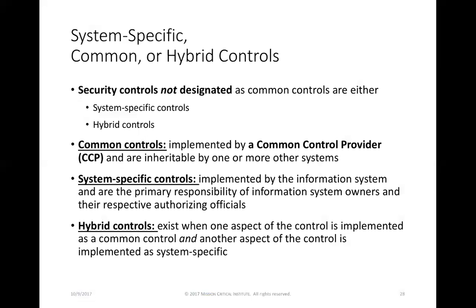So common controls are usually provided by the common control provider. If you don't have a common control provider, it's easy to figure it out, and I'll show you how to do that later in this actual lesson. System-specific controls are, like I said, specific to the system, and it's the primary responsibility of the information system owners to provide those controls or select those controls. And then the hybrid controls, as I said, can be a common control and a system-specific control together.